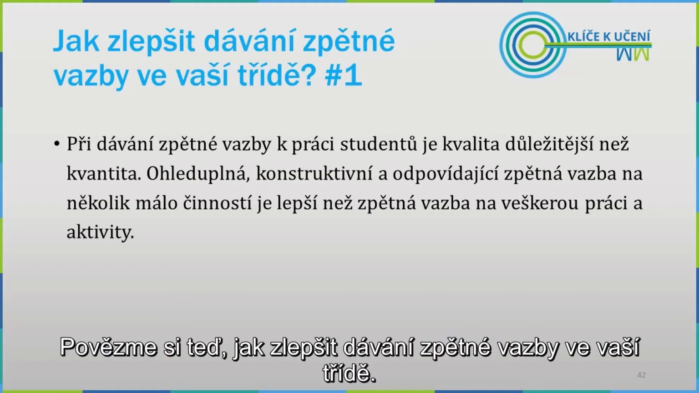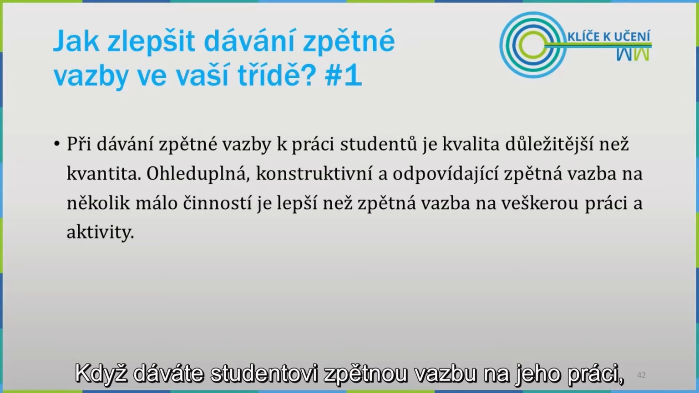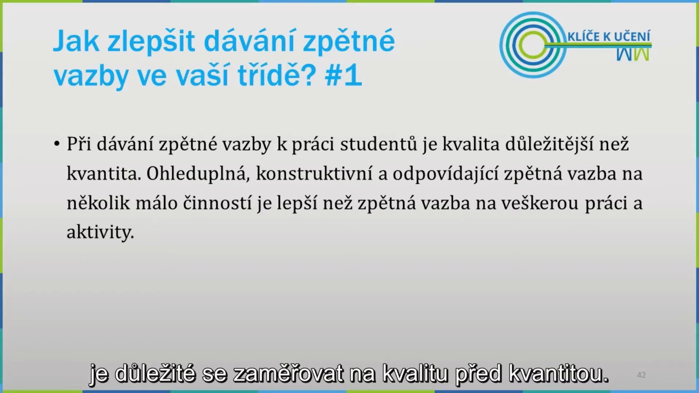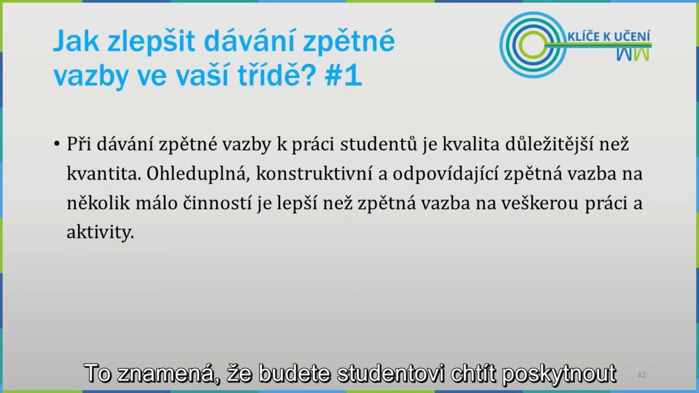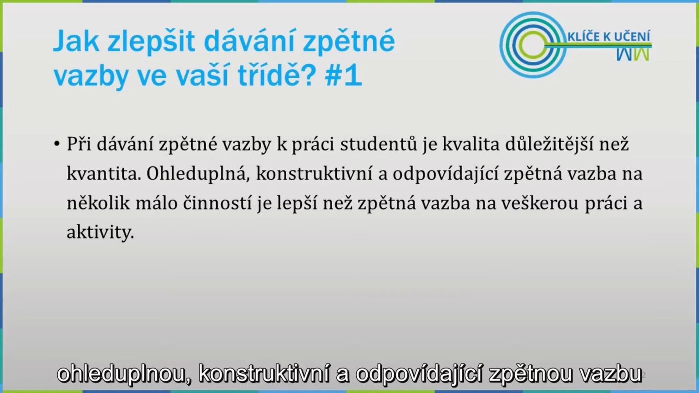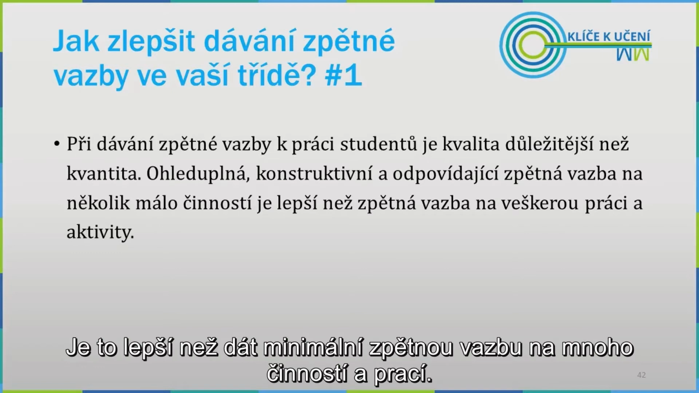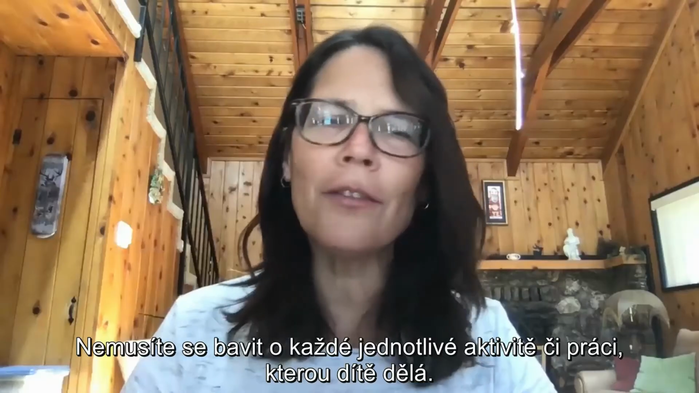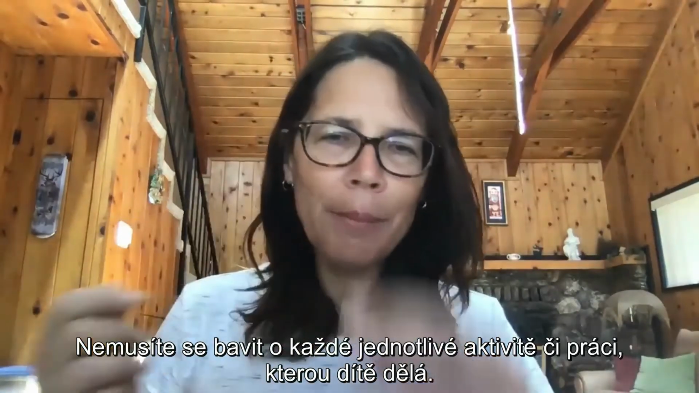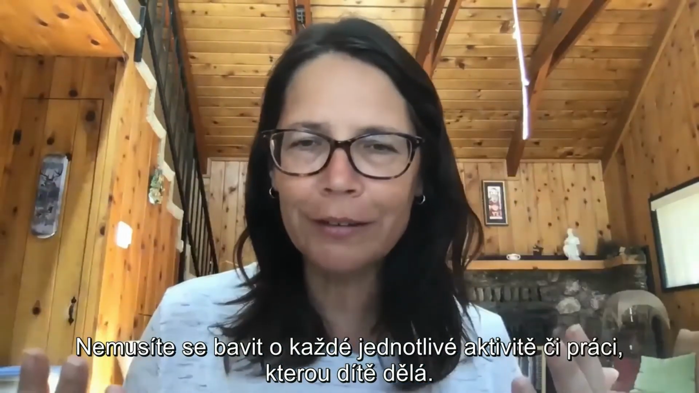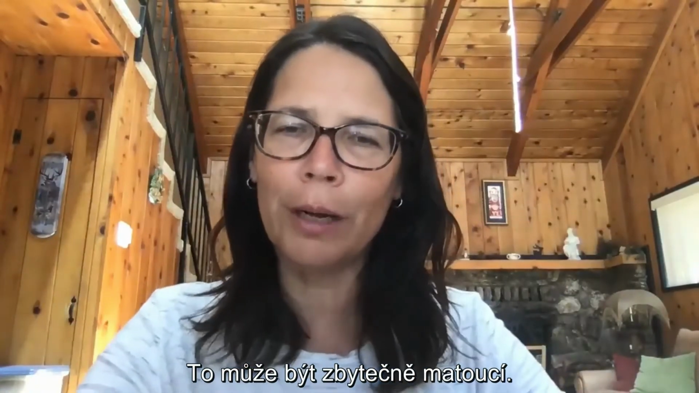So let's talk about improving feedback practices in your classroom. When you're giving feedback on student work, it's really important to look at quality over quantity. This means you want to give the students thoughtful, constructive, appropriate feedback on a few pieces of work, rather than just very minimal feedback on lots of work. You don't have to be marking up or talking about or conferencing about every single piece of work that a child is doing, because that can get overwhelming.